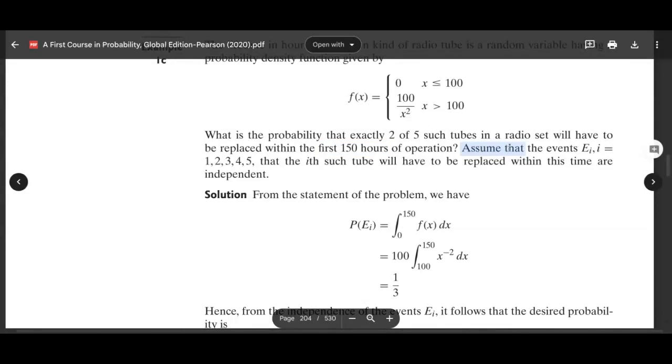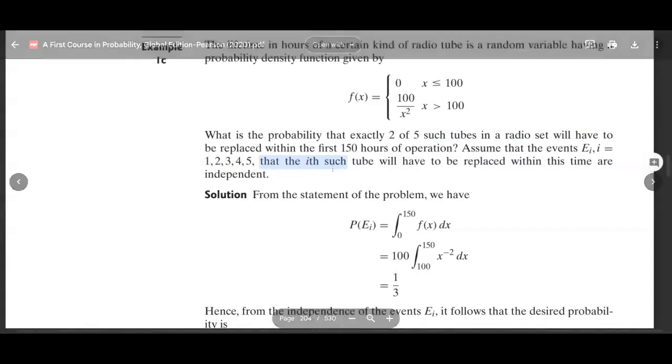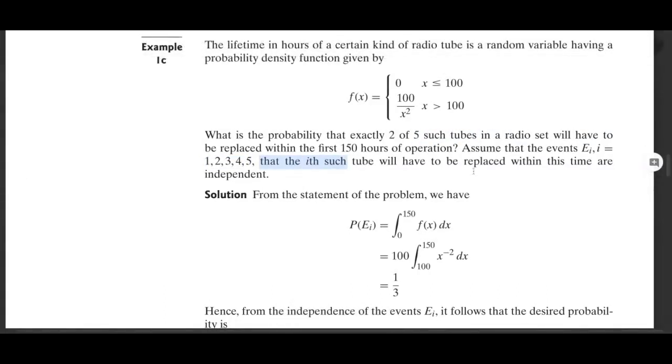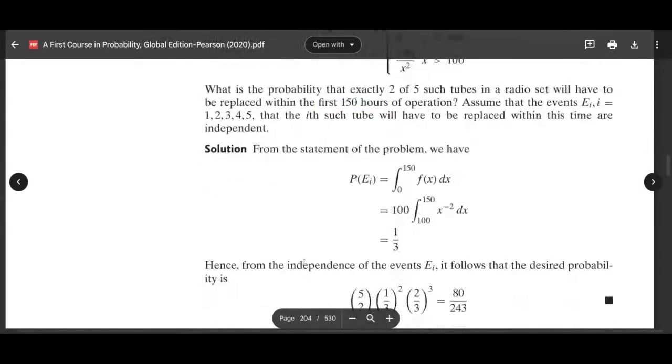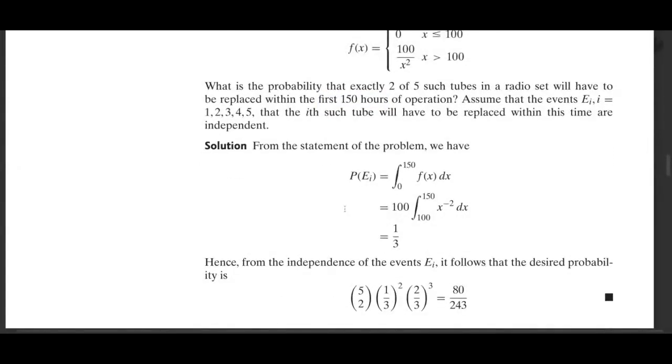So assume that the events E_i, i equals 1, 2, 3, 4, 5, because we have 5 such tubes, that the i-th such tube will have to be replaced within this time, are independent. So we'll find exactly 2 out of these 5, and within the first 150 hours. Let's see how we solve this.